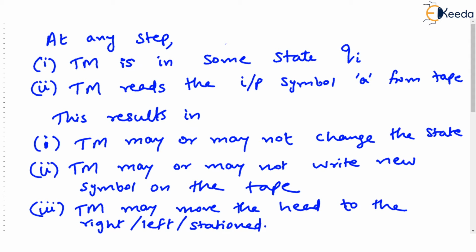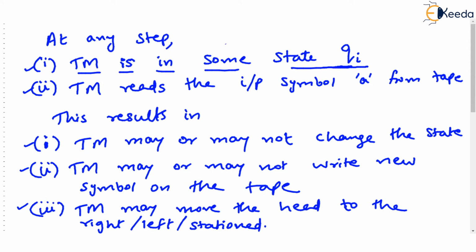Now you just see these 5 lines that I have written. These 2 and these 3 summarize the working of Turing machine. Just see, at any step, Turing machine is in some state Qi, obvious. Even when Turing machine starts, it is in the Q0 state. So you can't deny the fact that at any point of time, Turing machine is in some state Qi, correct?